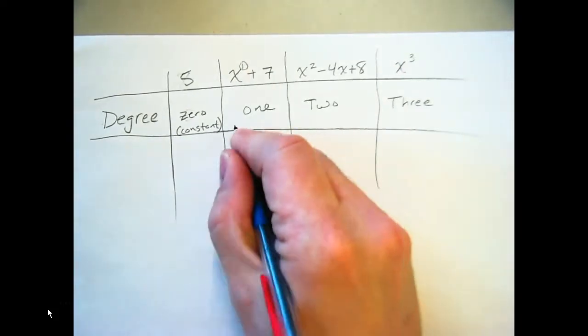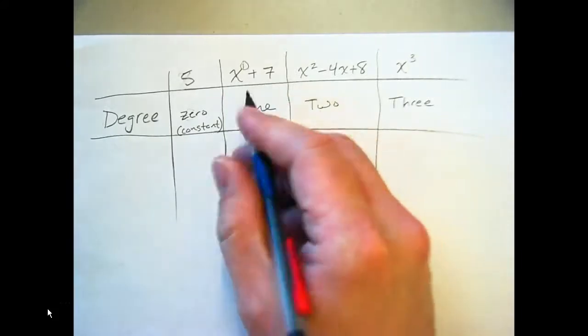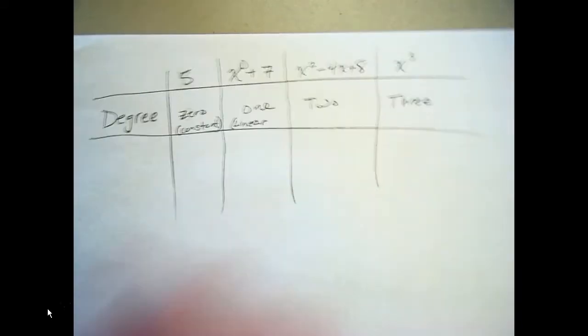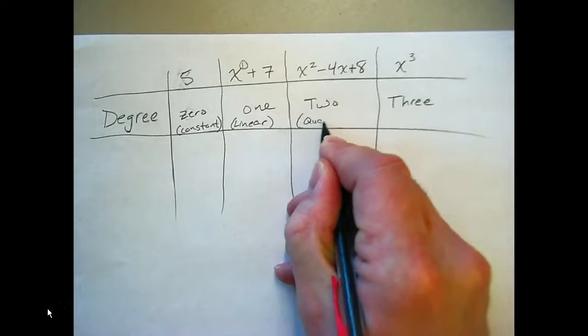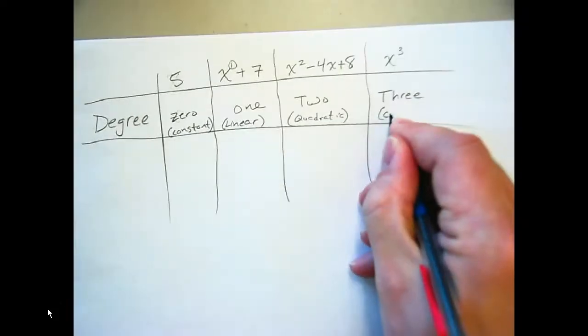This one is called, what type of line is that? Flat. Infinite. It's linear. I guess I kind of gave it away with the question. It's linear. This one is called quadratic. And this one is cubic.